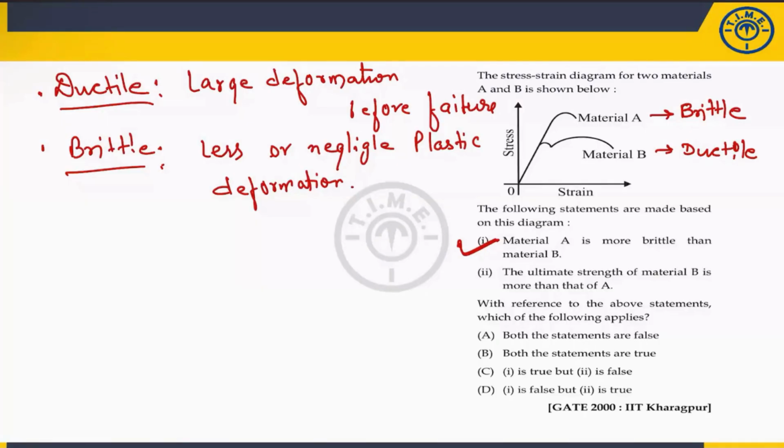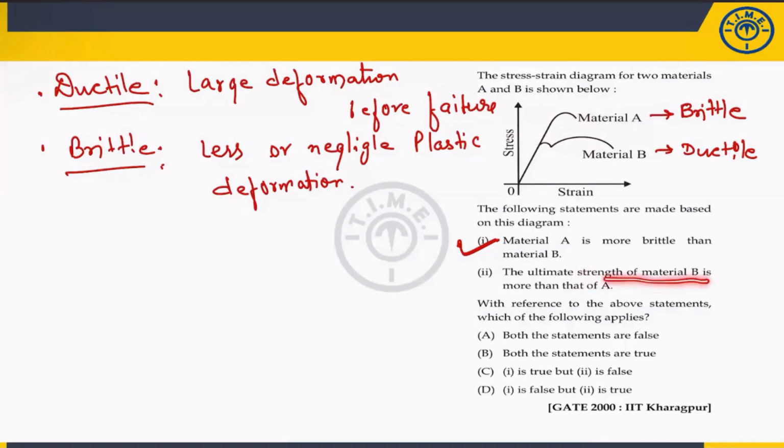Anyone? The ultimate strength of material B is more than that of A. Yeah, Janice, tell me. Can you comment on the second statement? What is the ultimate strength? Ultimate strength is the maximum value of stress. If you see the graph itself, you can easily identify. The stress value will be maximum for this one is this much, and this one is this much. So which has more strength? Material A only, no?